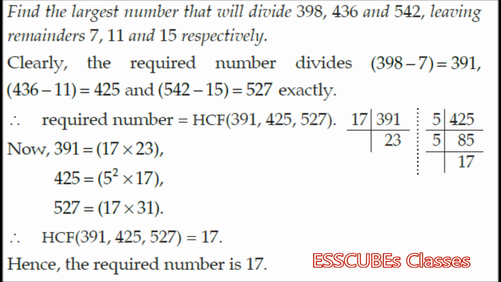And what do I find? I find 391 gives me 17 into 23. 425 gives me 25 into 17, while 527 gives me 17 into 31. So I find 17 is a common factor for all these numbers. So what is my required number? I mean the HCF. The HCF is 17. So my required number is 17.